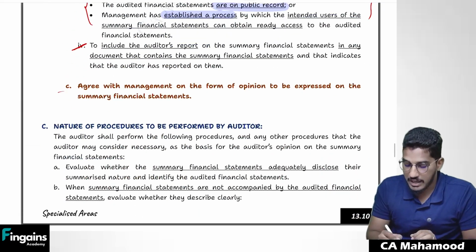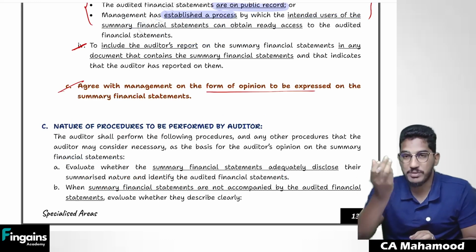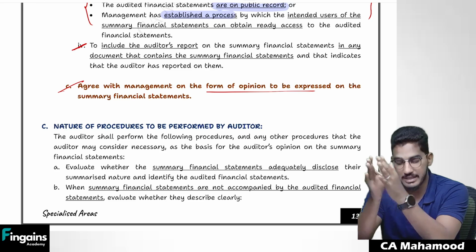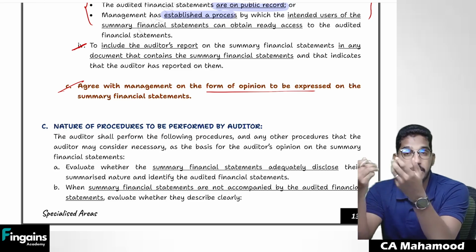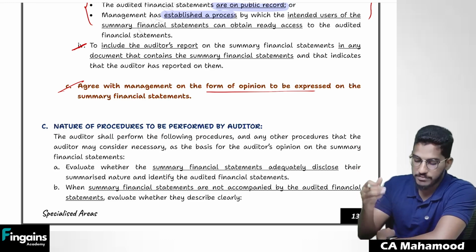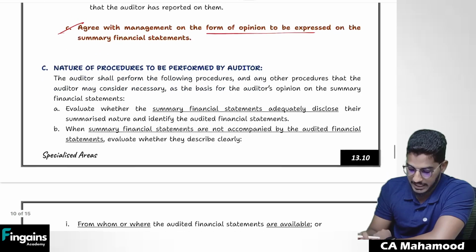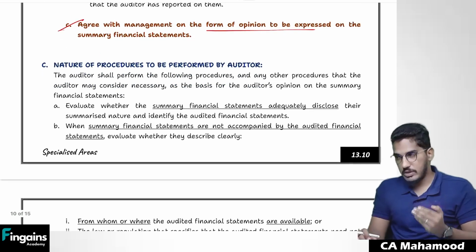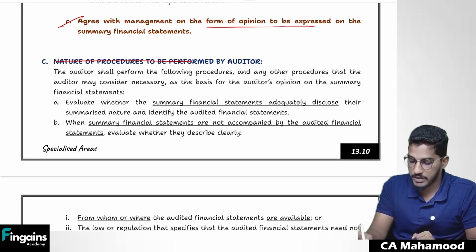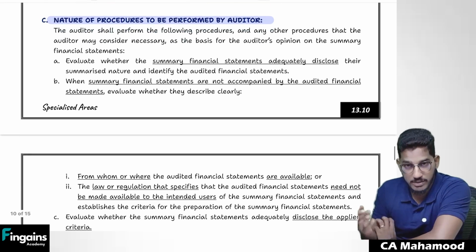In addition to that, agree with the management on the form of opinion to be expressed. What should be the format, how you have to give the opinion, agree with the management regarding that also. Discuss with the management what form of opinion you are required to give. So fulfill these responsibilities before accepting the engagement. Okay, after considering all these factors, you have accepted the engagement. Now, what procedures generally will you perform? If you are appointed as auditor of summary financial statements, what general procedures will you perform?